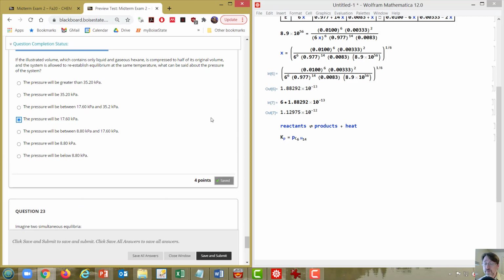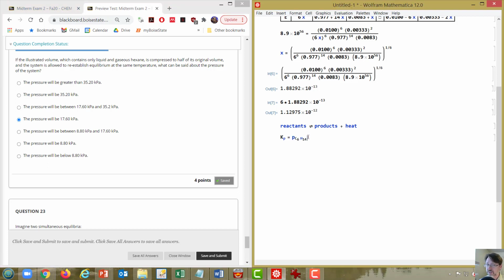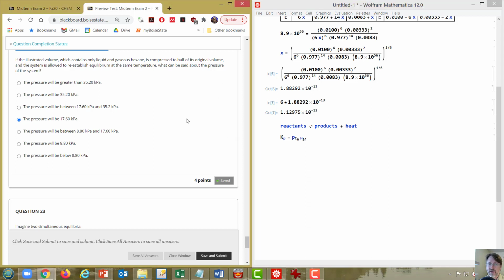This may seem counterintuitive because we compressed it. Shouldn't the pressure be going up? Well, no, because by allowing it to re-establish equilibrium, we are allowing some of the gas to condense. And because of the way the equilibrium constant is structured, where it is just the pressure of the one gaseous component, that equilibrium position will be such that the pressure in the container will be constant. This is why we can list a vapor pressure for a liquid, for any liquid, at a given temperature without having to specify anything about the volume that gas is taking up.